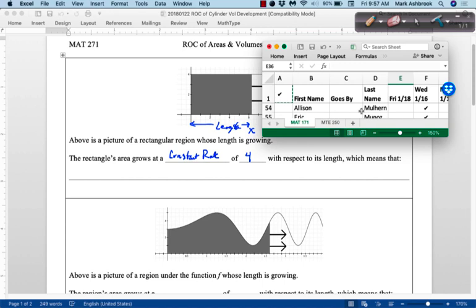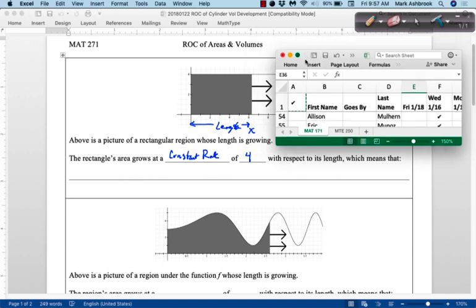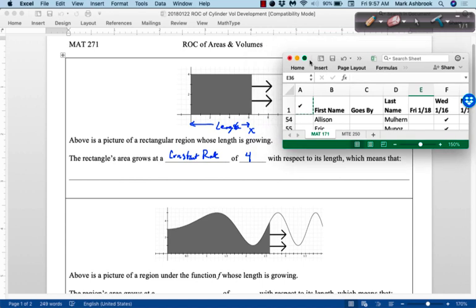So the area is going to change at a constant rate of 4 units squared per unit. And what does that mean? What does it mean, a constant rate of change of 4 area squared units per unit? The rate of change of area is 4 with respect to length. What does that mean? For every change in length, the change in area is that change in length times 4.